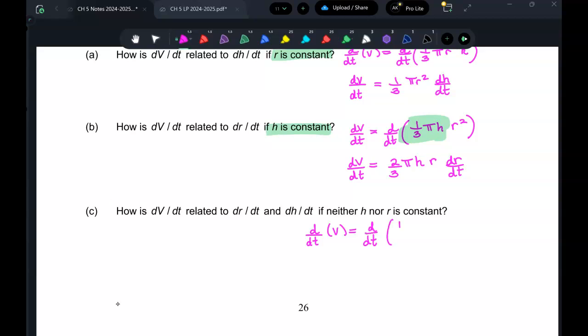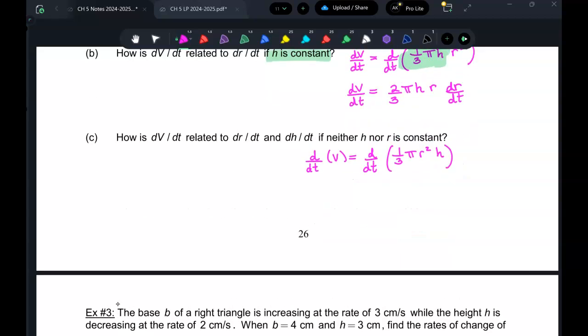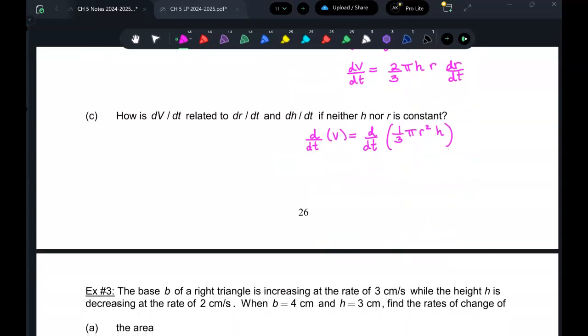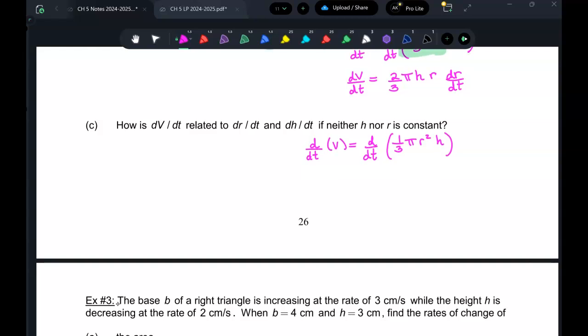Why do you write the equation differently? Oh, you don't have to write the equation differently. I just rearranged it to put the h with the 1/3 pi because 1/3 and pi is already a constant. It's just multiplication. I just moved the h and put the r squared last because we were treating r as a variable. Okay. Now we'll do u times v.